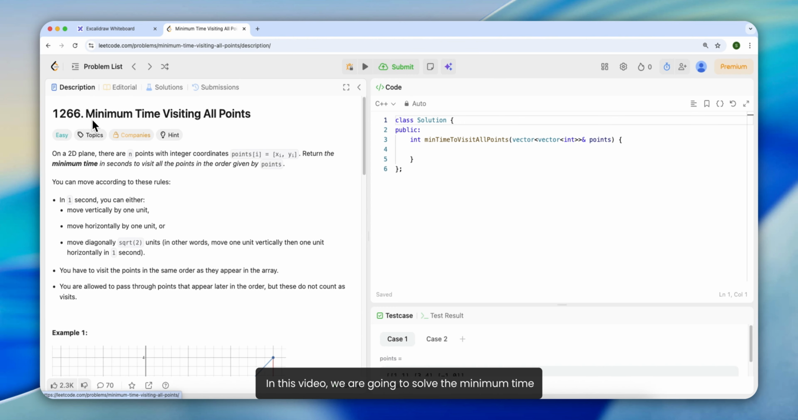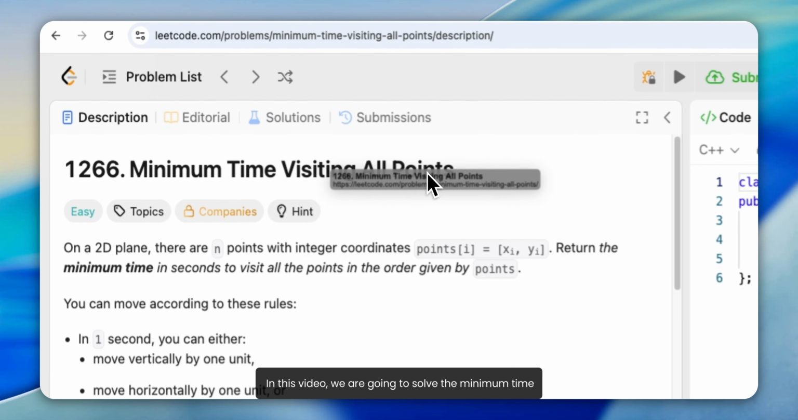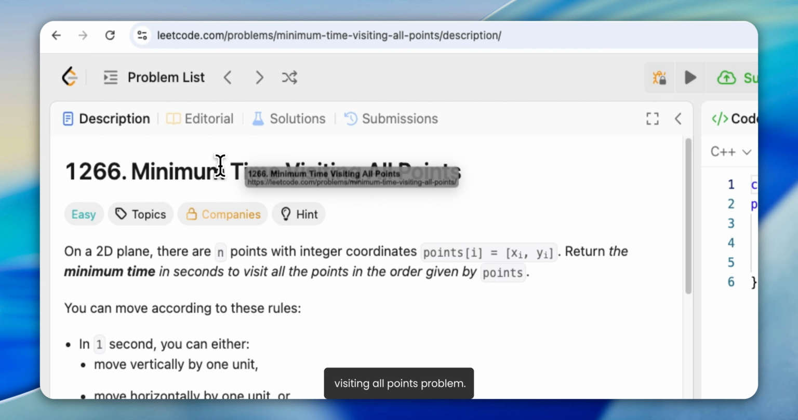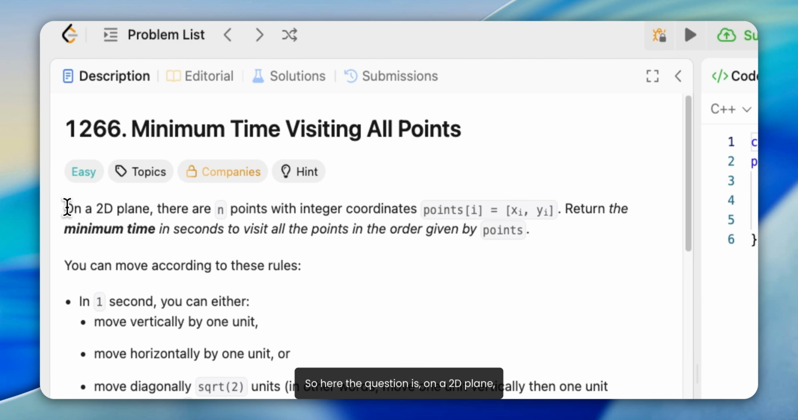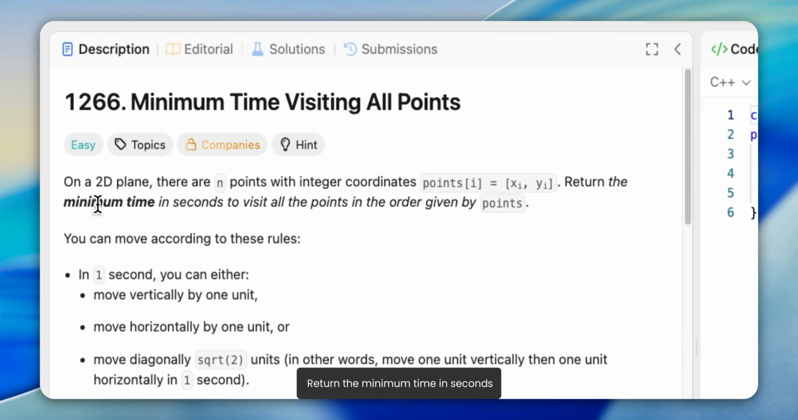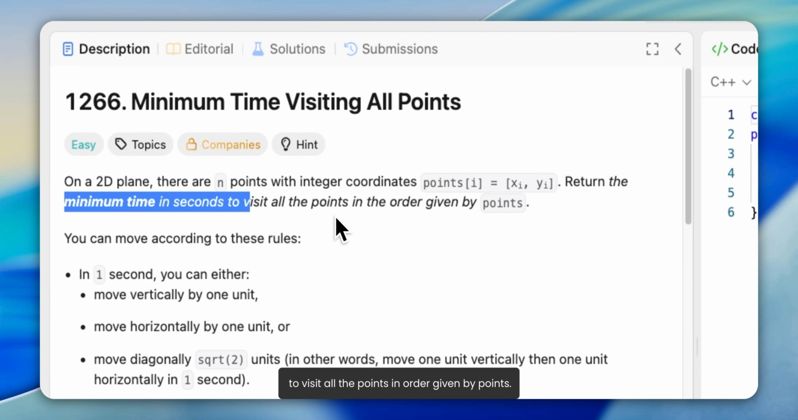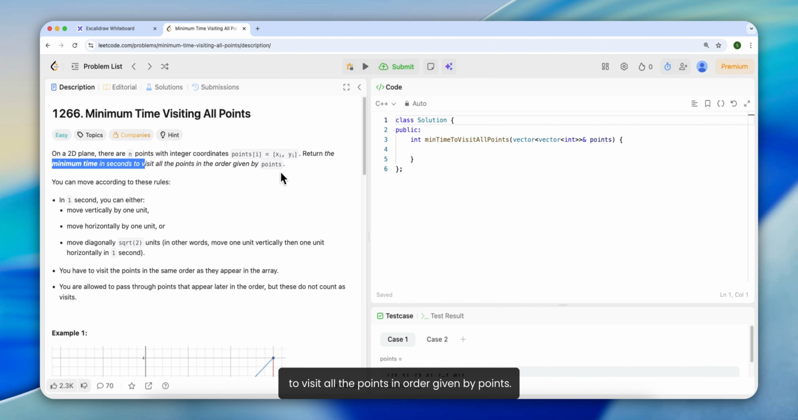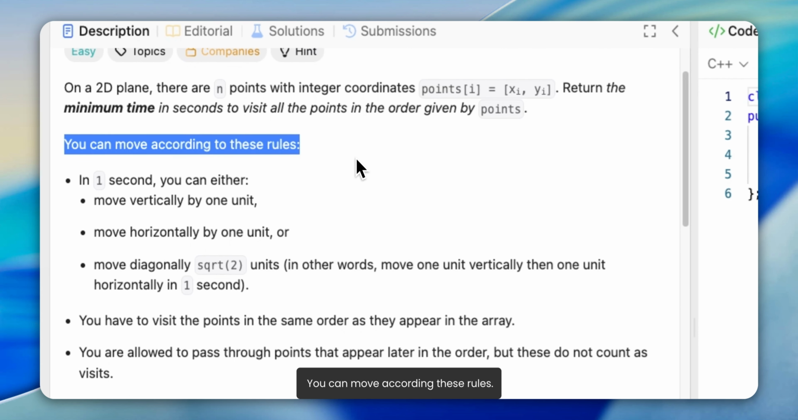In this video, we are going to solve the minimum time visiting all points problem. So here the question is, on a 2D plane, there are n points with integer coordinates, points[i] equals [xi, yi]. Return the minimum time in seconds to visit all the points in the order given by points. So we need to find out the minimum time to reach from point A to point B. You can move according to these rules.